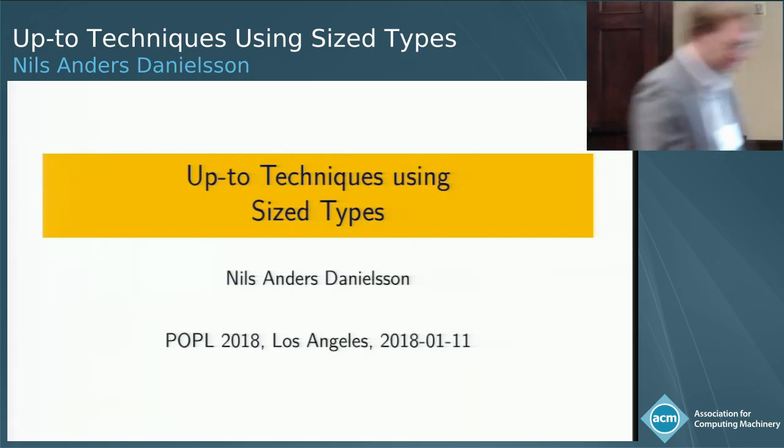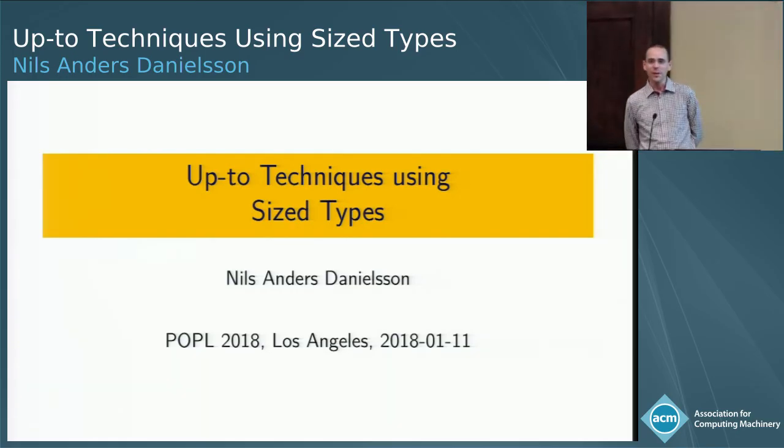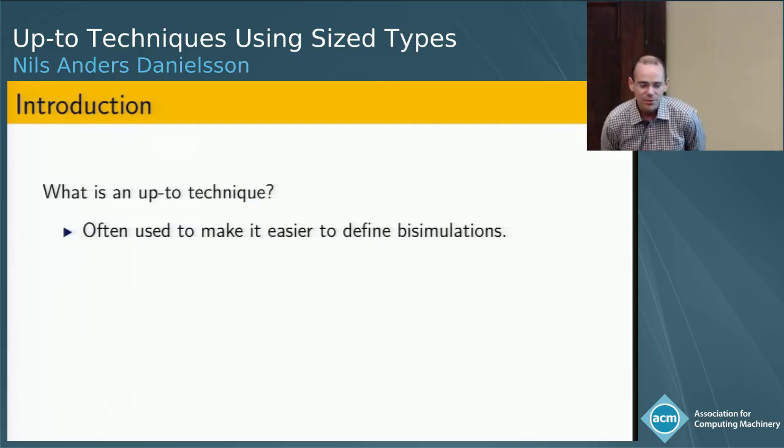Thank you. So what I said this morning was that if you use size types to define bisimilarity, then you get a class of up-to techniques that falls out naturally. And now I'm going to try to explain what I meant this morning. So what's an up-to technique?